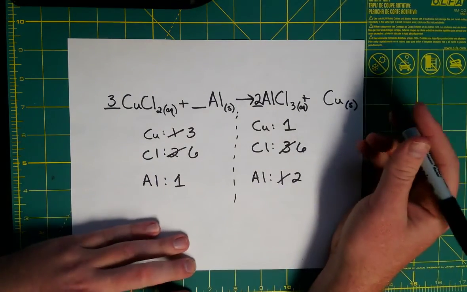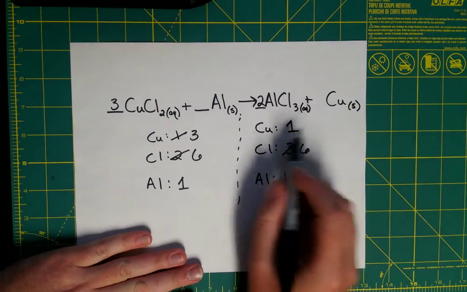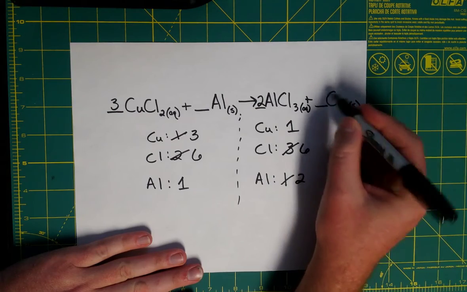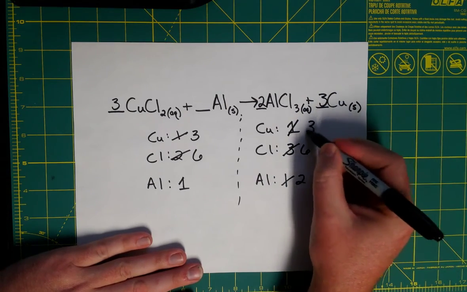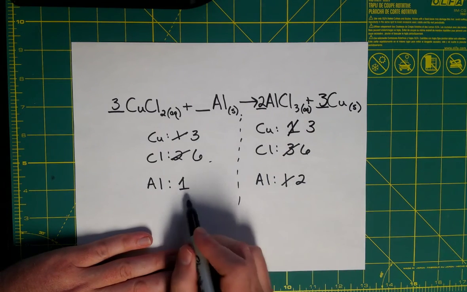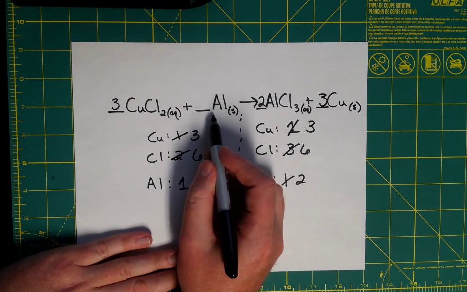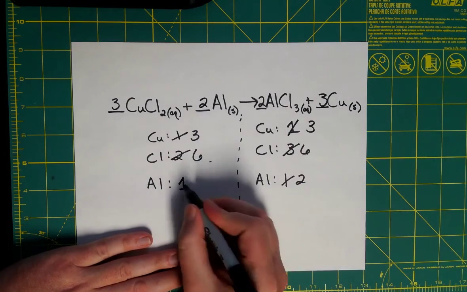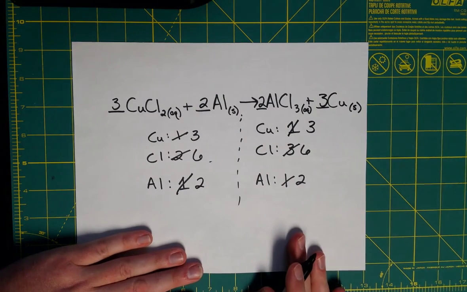And then now I need to balance copper. So 3 on this side, 1 over here. But copper is by itself, so that's really easy to balance. I just put a 3 in front of the copper there. So now my coppers match, my chlorines match, and I just need to get my aluminums to match. And to do that, 2 over here, aluminum is by itself. All I gotta do is put a 2 in front of that one. And boom, we gooch.